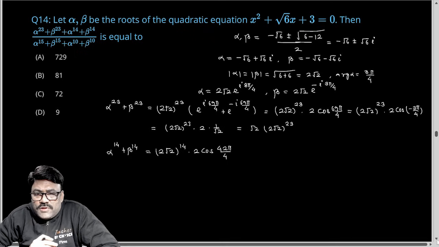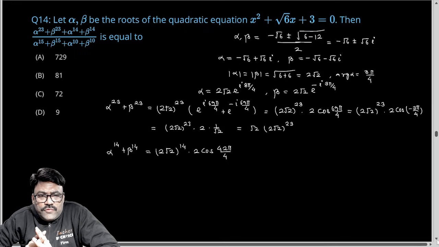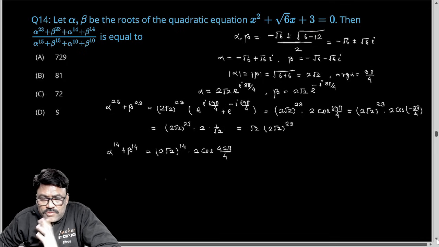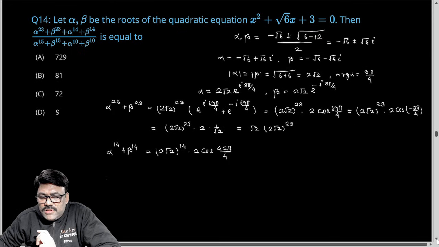So it is 2 cos 42 multiplied by 14. So actually it is just 3 pi into 14. So 42 pi by 14. So ultimately this angle is 21 pi by 2, an odd multiple of pi by 2. So cos will become 0. This will become 0 actually.